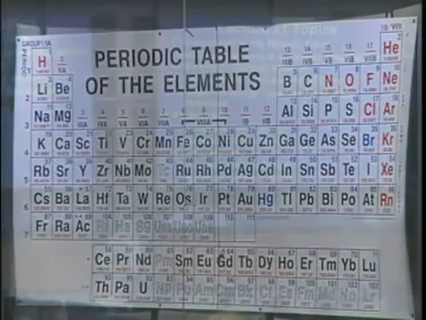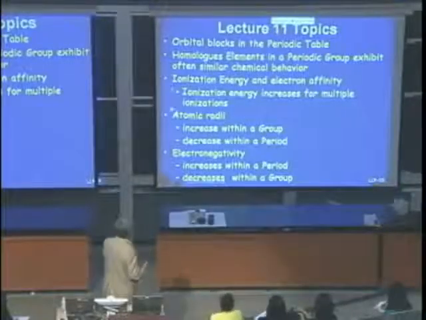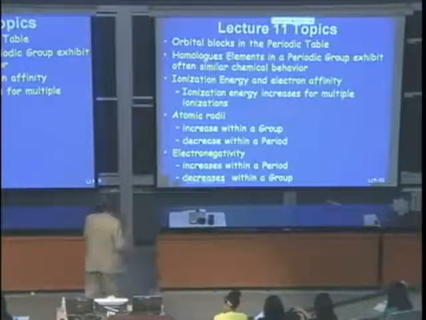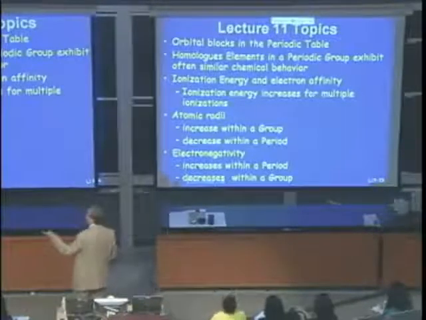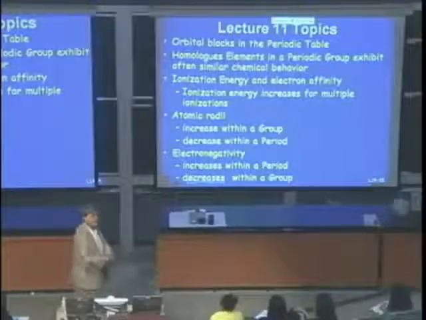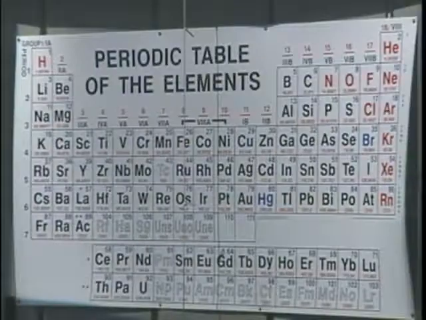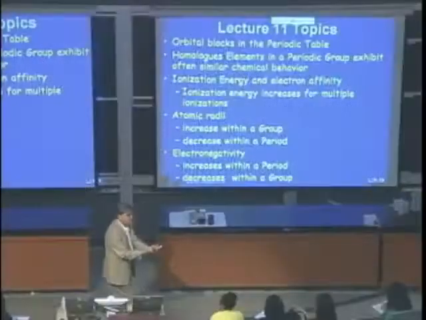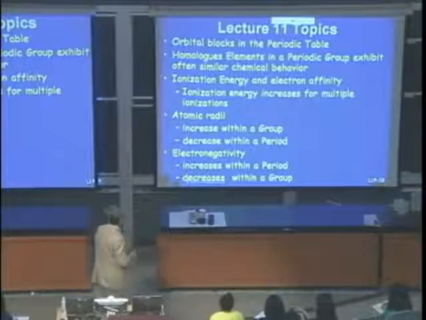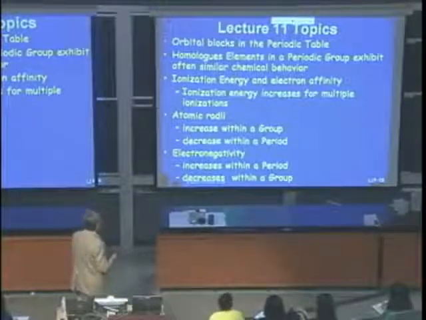Okay? All right. Now, what do we have? Ionization energy and electron affinity. I will talk about this. Atomic radii increase within a group. They're getting bigger, but they decrease within a period from left to right because you're adding more nuclear charge. It pulls in the electrons stronger. So the radius decreases. And electronegativity, I will come to this.